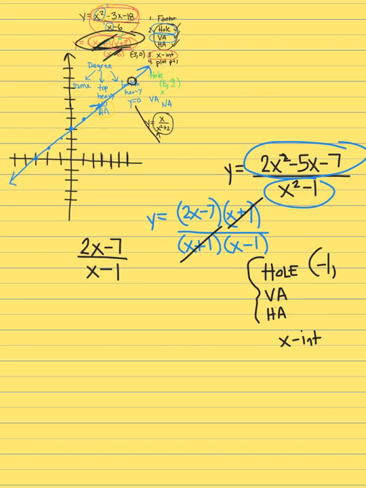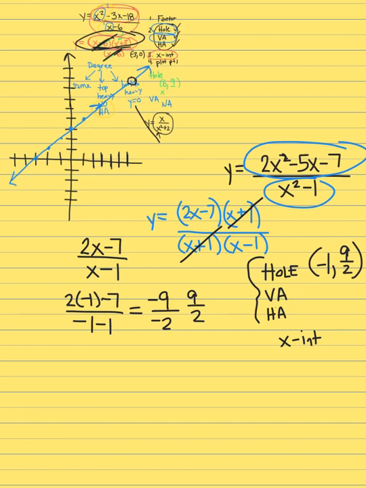So I'm going to do it over here. It's going to be 2 times -1 minus 7 over -1 minus 1. So that's going to be -2 minus 7 is -9 over -2. So that's going to be 9/2. So there's going to be a discontinuity, an open circle, at -1, 9/2.